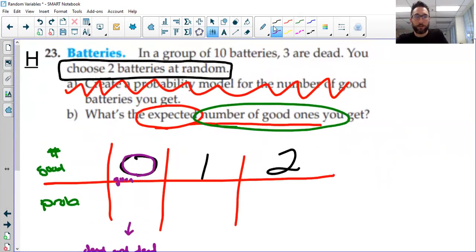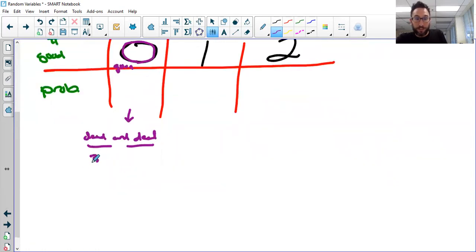All right, now I know that I have 10 batteries and 3 are dead. So the probability the first one's dead is 3 out of 10, but you're not going to take out a battery and then put it back in. Then you would never have 2 batteries in your hand. So we have to recognize that this must be done without replacement. So the probability the second one's dead is now 2 out of 9, right? I took out 1 dead one, so there's only 2 left. And that gives me 6 out of 90 or 0.067.